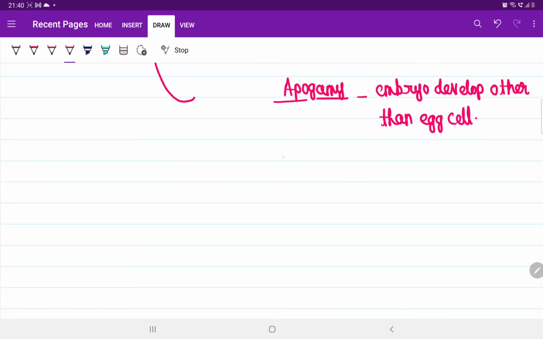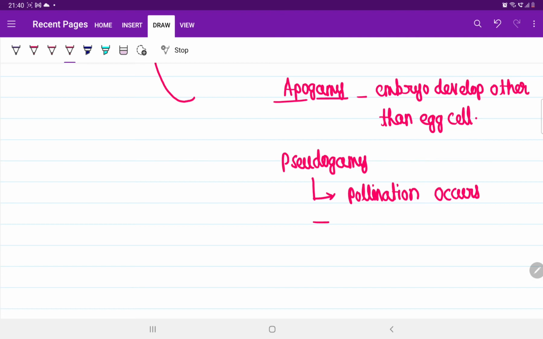And then we have one more process, that is called pseudogamy. In pseudogamy, pollination occurs, so it seems like sexual reproduction. Pollination occurs, but the gamete does not participate in fertilization. The male gamete is not involved in fertilization.